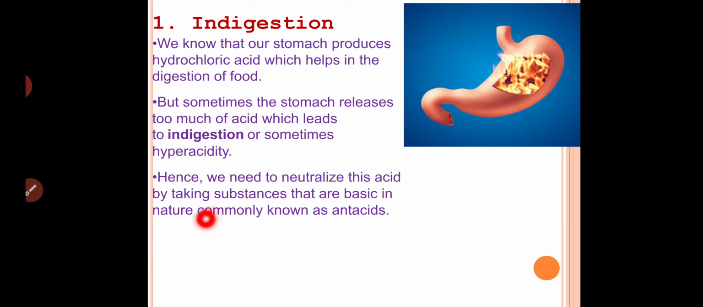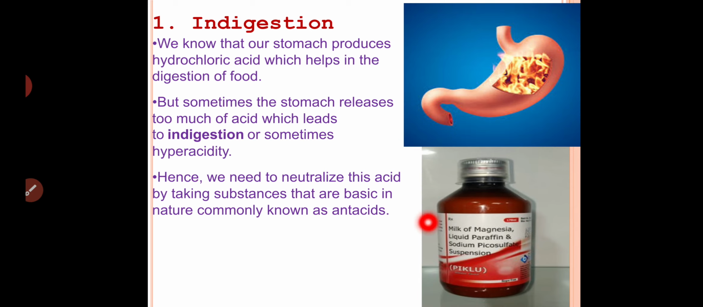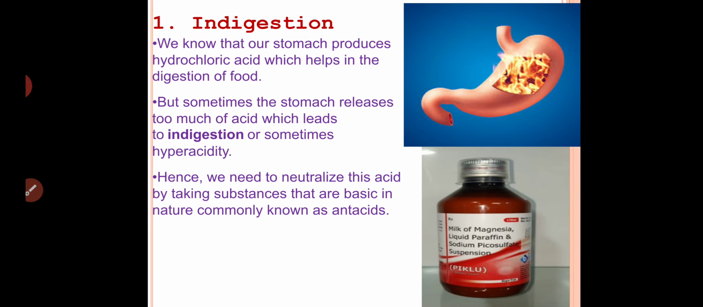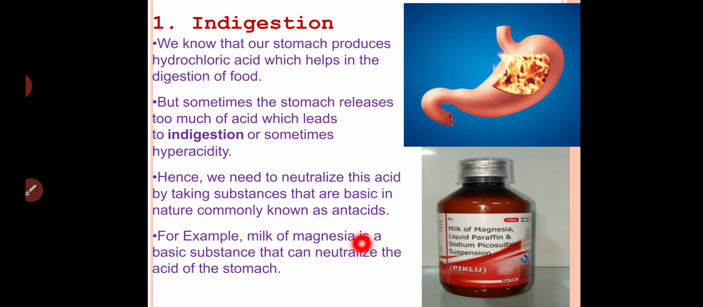So, what are antacids? This is one antacid, that is milk of magnesia. This is liquid paraffin and it contains sodium bicarbonate. These are basic substances which neutralize the acid and bring indigestion back to normal. For example, milk of magnesia is a basic substance that can neutralize the acid of the stomach.